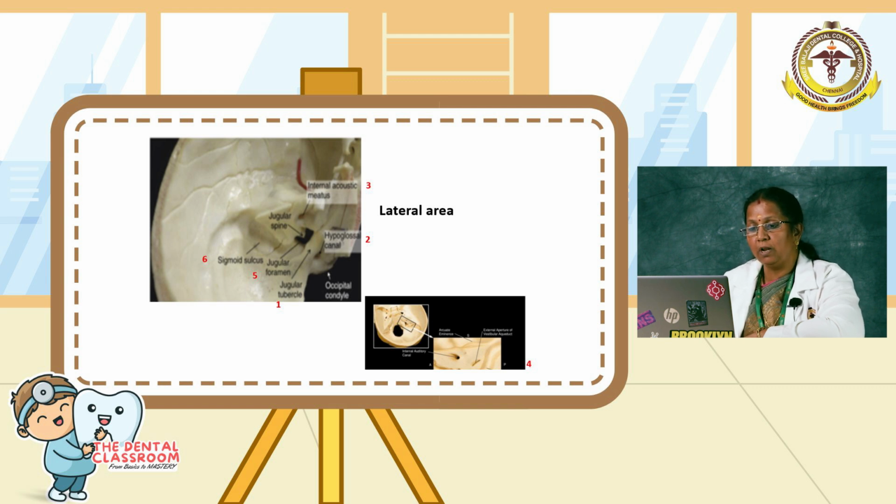And behind this jugular foramen, we will have an S-shaped sulcus called the sigmoid sulcus. This will be the continuation of the transverse sulcus, which will be seen on either side of the internal occipital protuberance.